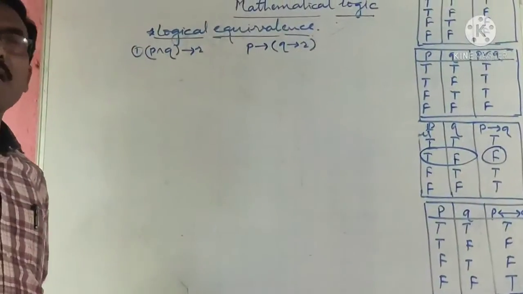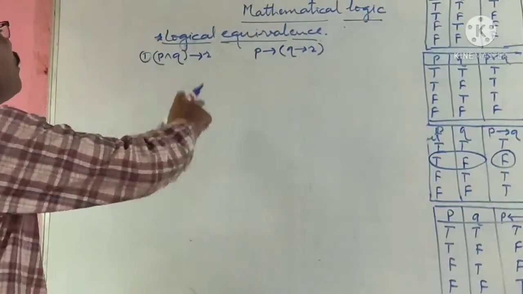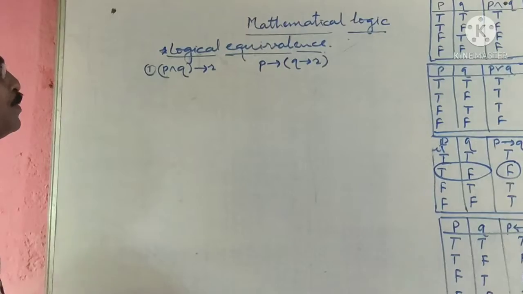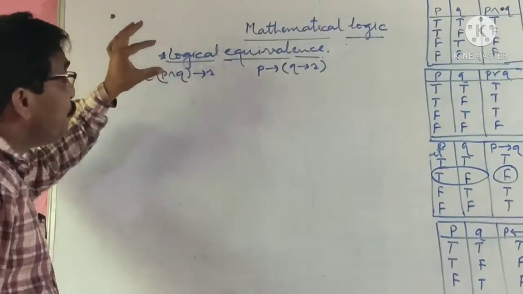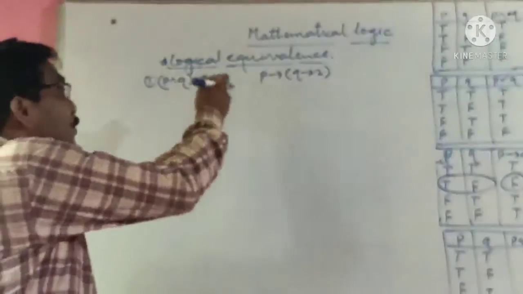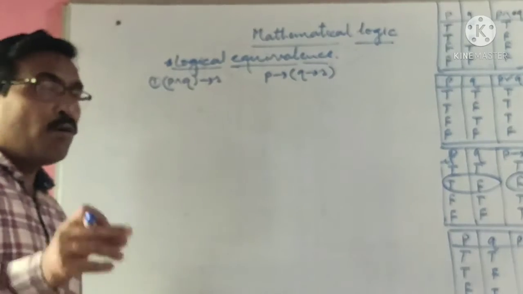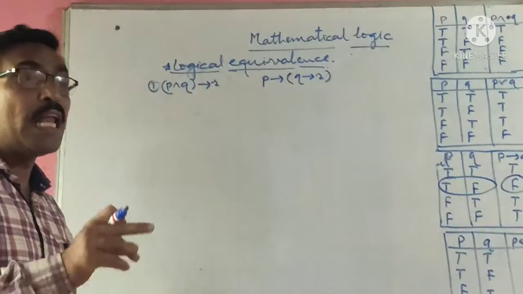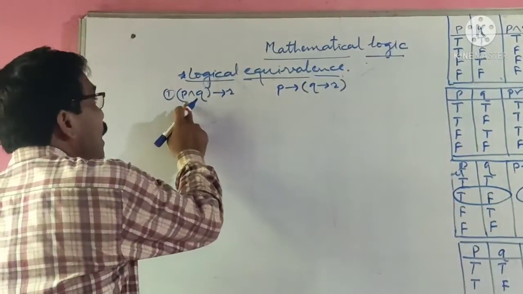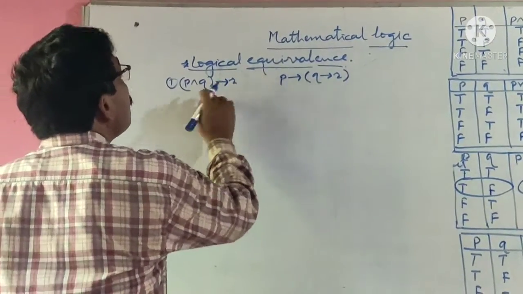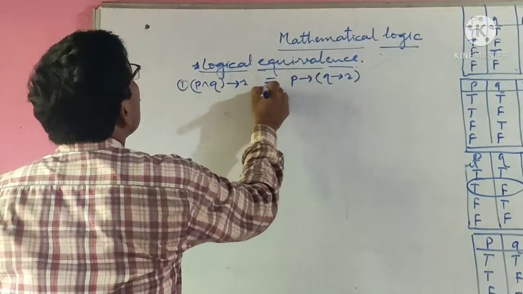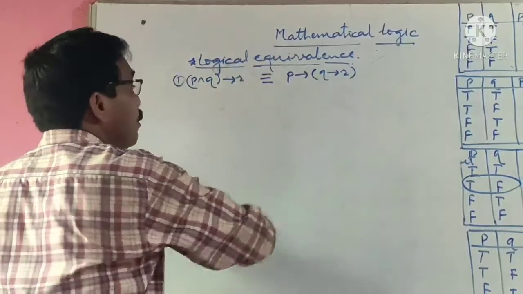Now suppose we are asked to find whether these two statement patterns are logically equivalent. Then what do we have to do, and when can we say that these two statement patterns are logically equivalent? If all the entries in the last column of both these statement patterns are identical, the same, then we can say that this statement is logically equivalent to this statement, and we write it like this.